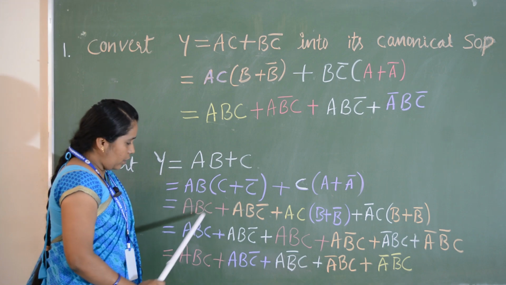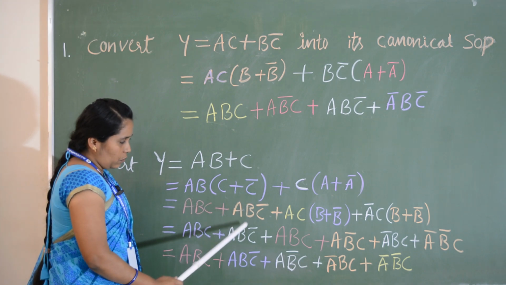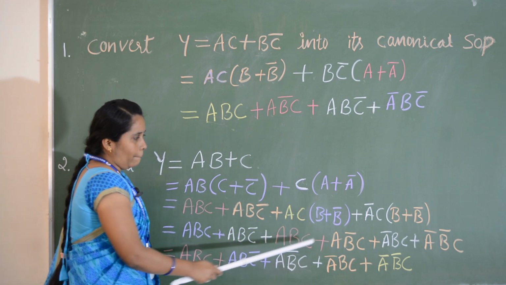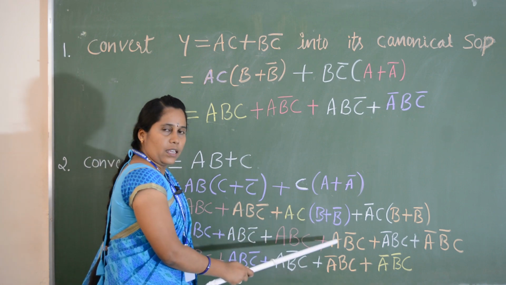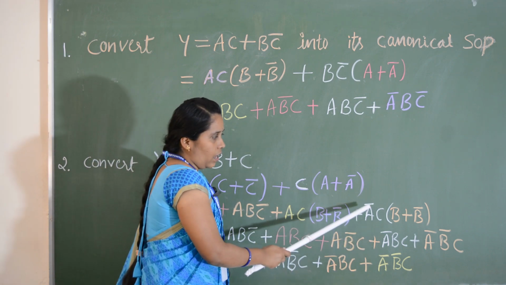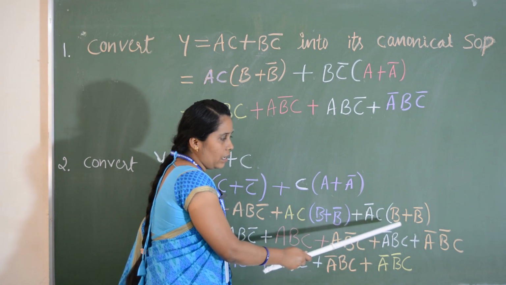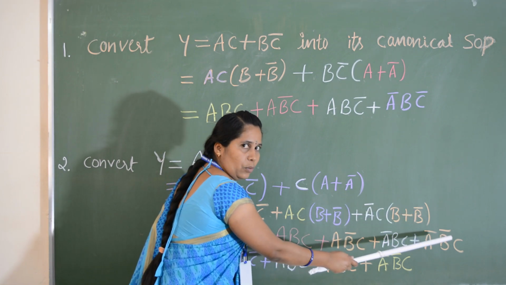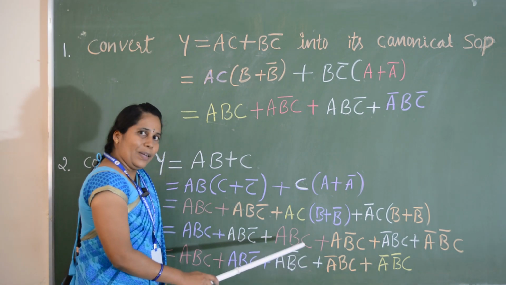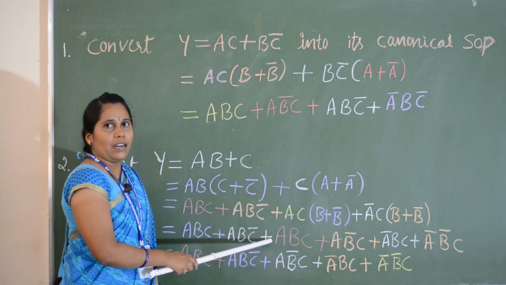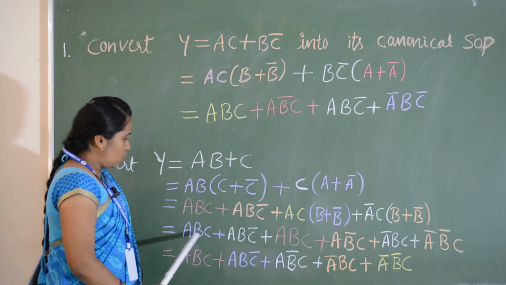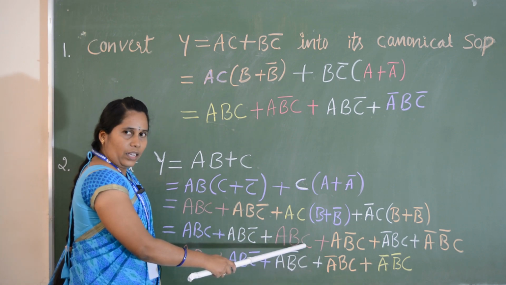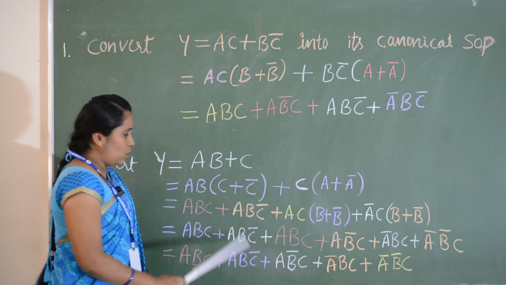Now A into B into C plus A into B into C bar plus A into C into B is ABC plus A into C into B bar is A B bar C plus A bar into C into B is A bar B C plus A bar into C B bar is A bar into B bar into C. Now check the repeated variables. If any product terms are repeated, take only one time. So in this expression, A into B into C, A into B into C, two times are there, so write only one time.